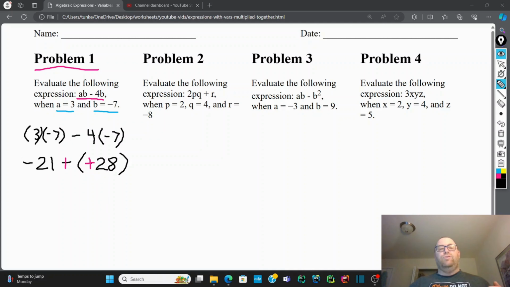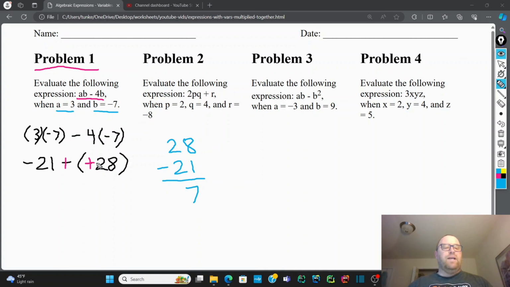And now we're adding two numbers that have different signs. So when you do that, you take the number that's further away from 0. In this case, positive 28 is further away from 0. And you're going to subtract the number that is closer to 0. In this case, negative 21. We're just going to do straight subtraction. So 28 minus 21. That's going to give us 7.